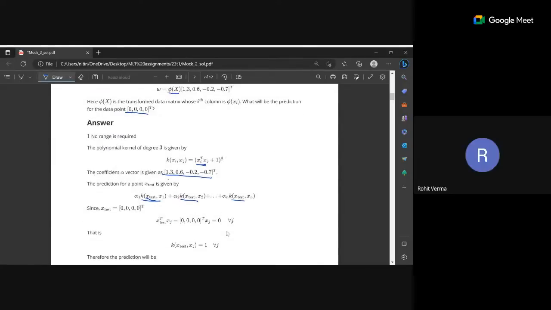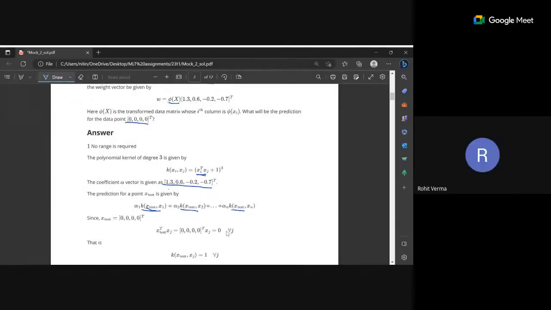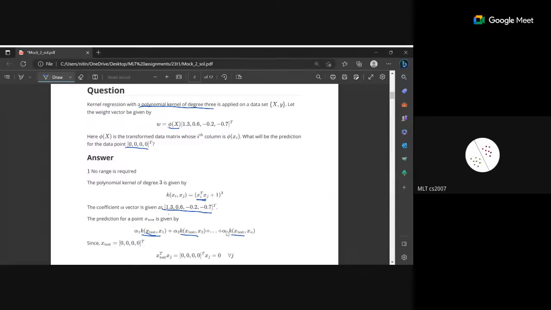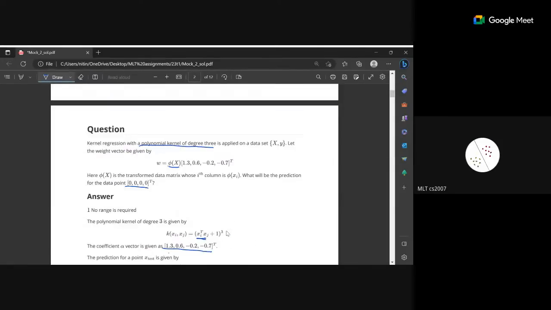So where is the alpha here? This is alpha. Remember, we call the weight vector a linear combination of data points, and that coefficient vector is alpha. Remember, we call that W to be the linear combination of data points when we don't transform our data points. So this is your alpha.